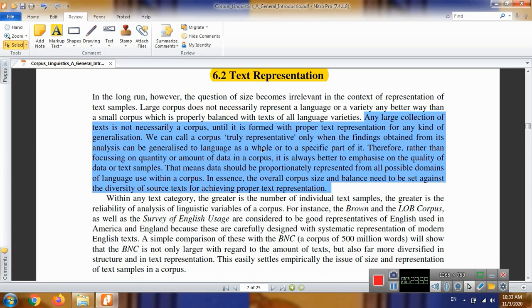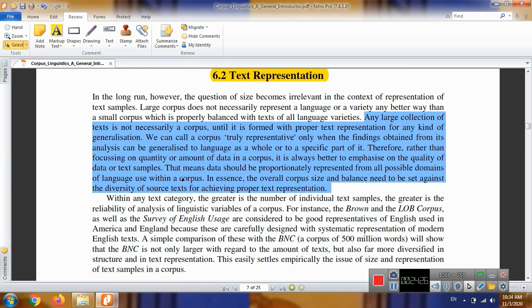We can call a corpus truly representative only when the findings obtained from its analysis can be generalized to language as a whole or to a specific part of it. Therefore, rather than focusing on quantity or amount of data in a corpus, it is always better to emphasize the quality of the data or text samples.